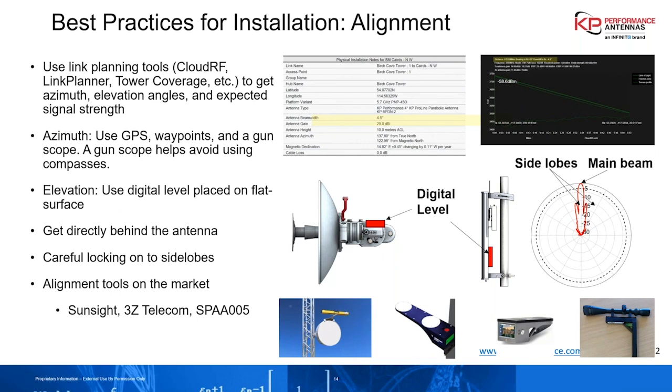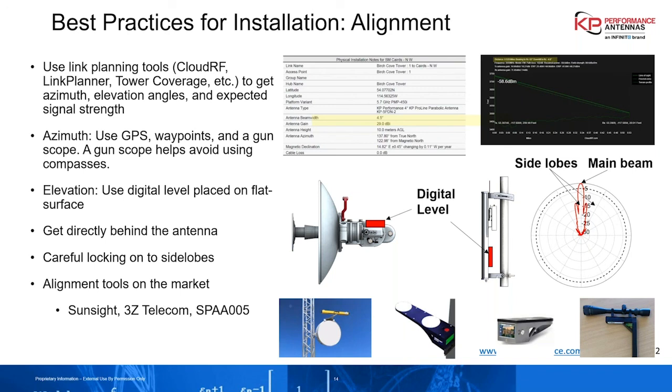Now, another best practice when you're doing an install is your alignment. So first things first, always start with a link planning tool to understand your azimuth and elevation angles and your expected signal strength. That could be CloudRF, Link Planner, Tower Coverage, Atoll, whatever it needs to be. But you just want to be able to get the angles and expected signal strength, so you have a baseline.